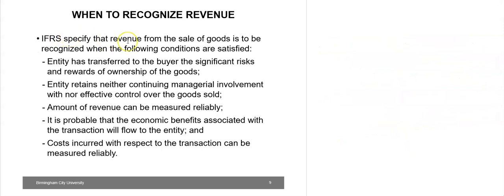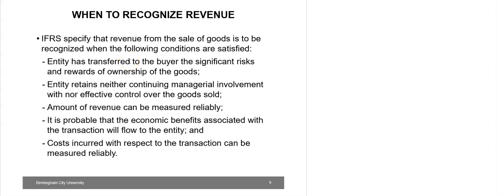Before the convergence of the financial reporting standards between IFRS and US GAAPs, the IFRS used to require 5 conditions that must be met to recognize revenue. These included the following. 1.